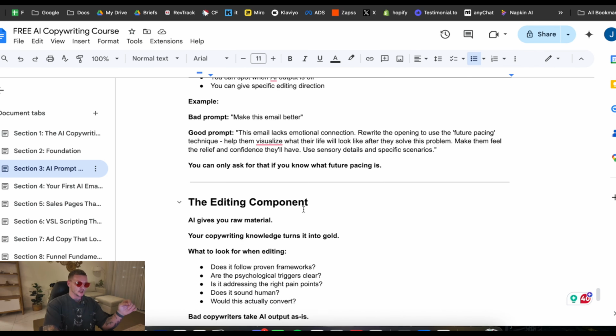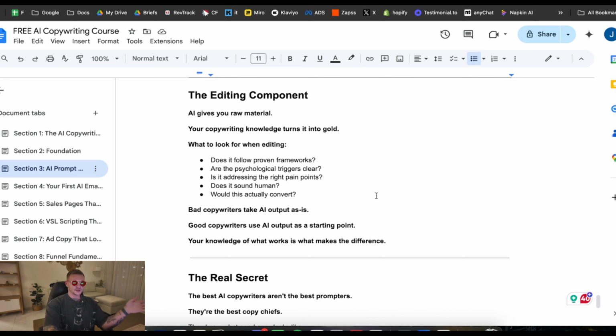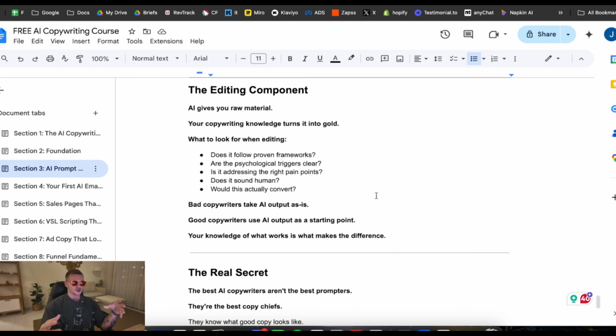So the editing component, this is a bit like the copy chief, and AI is just going to give you the raw material. Your knowledge is what's going to turn it into the gold. So when you're editing it, when it comes out, you're going to be like, right, are all the psychological triggers getting clear? Is it addressing the right pain points? Does this sound human? Would this actually convert?